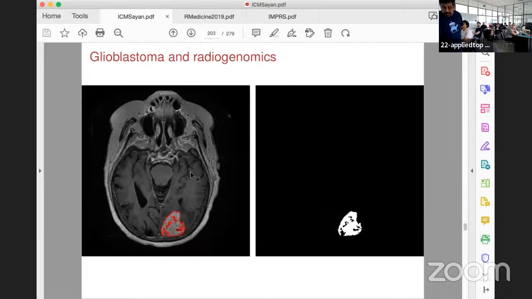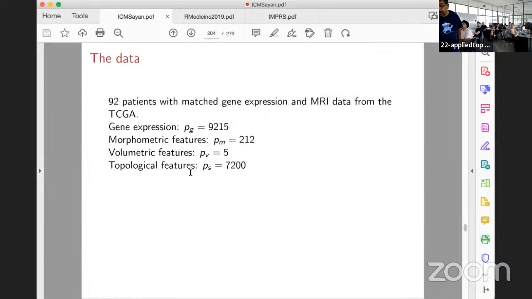Okay, so this is a brain, and this is a glioblastoma, and this is a section of glioblastoma. And there are 92 patients. We have gene expression data.